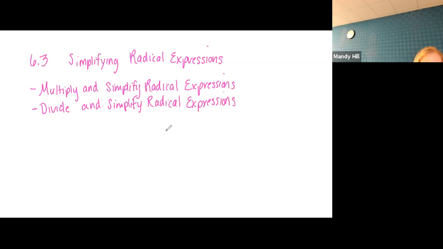Okay, well, you may be asking yourself, what's a radical? A radical is just a fancy word for saying square root. It's the square root symbol. We've kind of already talked about how to deal with this symbol. And we know that if there is no number up here, we assume that it is a 2. So this is your radical sign.